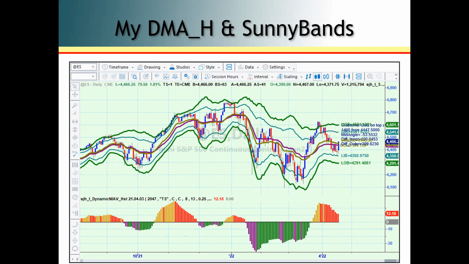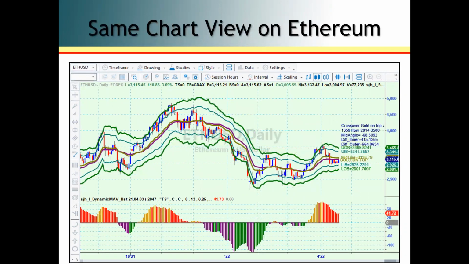The gold tells me to be long. The red tells me it's time to get out. The purple tells me it's time to be short. And the green tells me it's time to go long again. So there it is with both of those. And you can see it also has a setting if you want to print out all the information on the right side of the chart. It tells you the values of the upper inner and outer band and the lower inner and outer band.